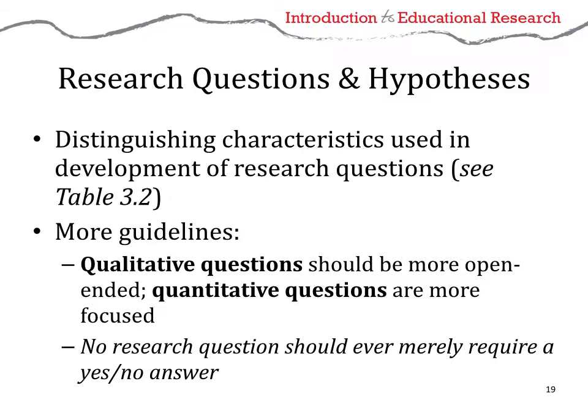So research questions and hypotheses. Again, go back to the chapter here. That table 3.2 is a fantastic resource, and you can look at the different examples they have about research questions. And a couple quick guidelines. Qualitative questions should be more open-ended, and quantitative questions should be more focused or more specific. And typically, research questions don't have a yes or no answer.